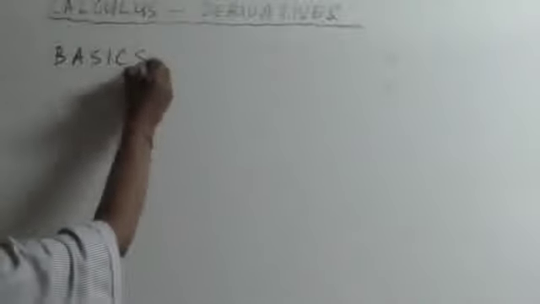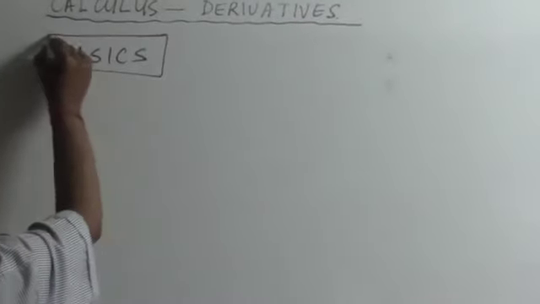Alright, so I was saying that you need to know some very important basics from the previous section. So let's take the first example. You got to know these basics, then only you'll be able to do derivatives correctly. Let's suppose you have square root of x.